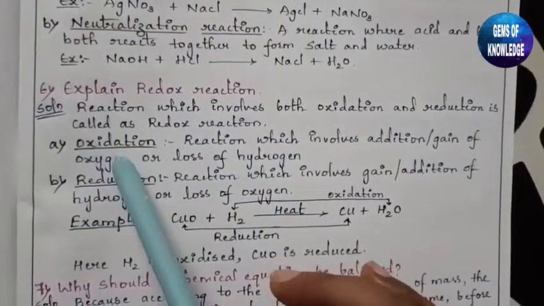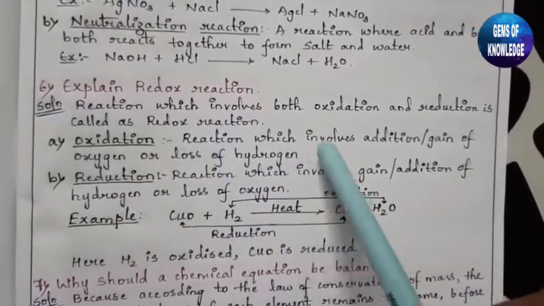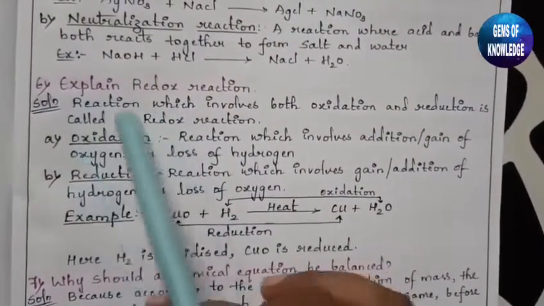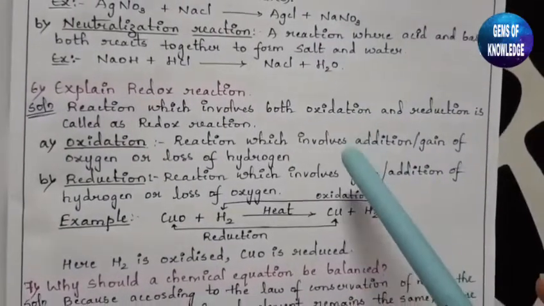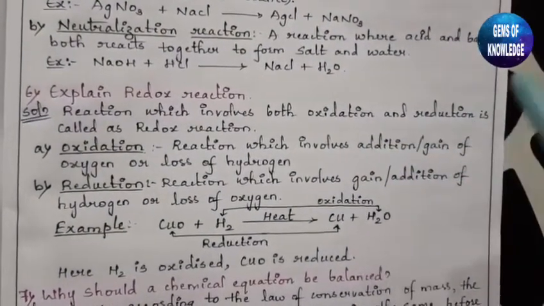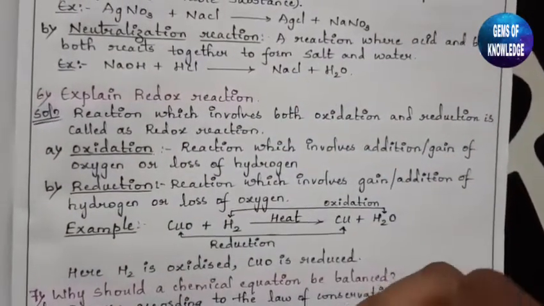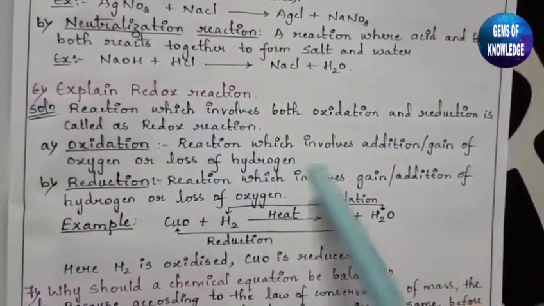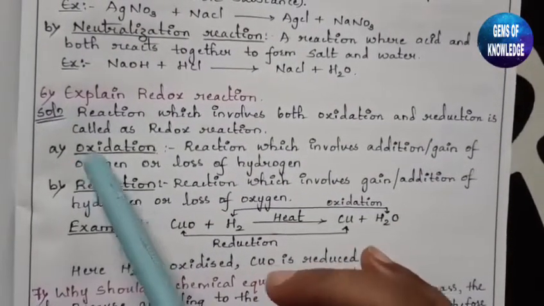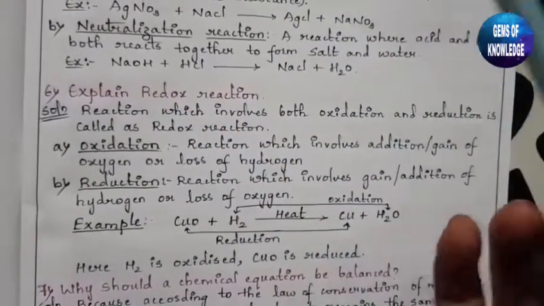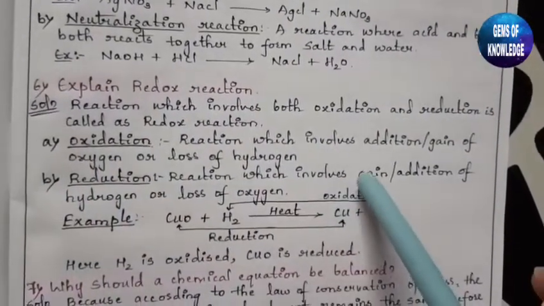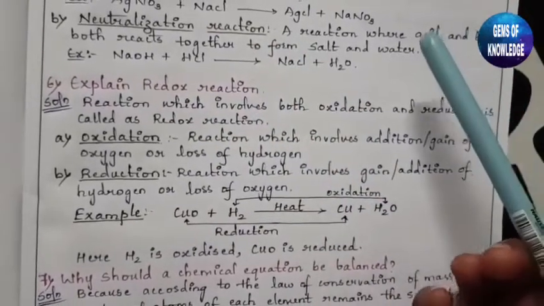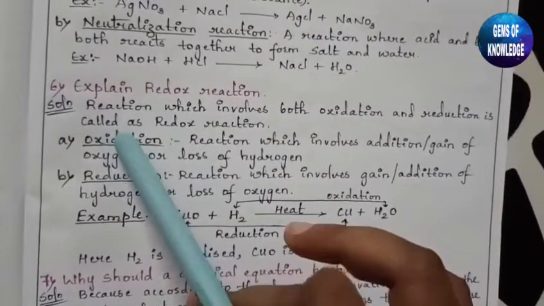So let us know what is oxidation and what is reduction. Oxidation is a reaction which involves addition, or we can say gain, of oxygen. The name itself says oxidation, addition of oxygen. Or in another way, you can say loss of hydrogen. I will tell you this later on. Oxidation means adding oxygen. Reduction means reducing oxygen, loss of oxygen, or removal of oxygen. Adding of oxygen and removal of oxygen.